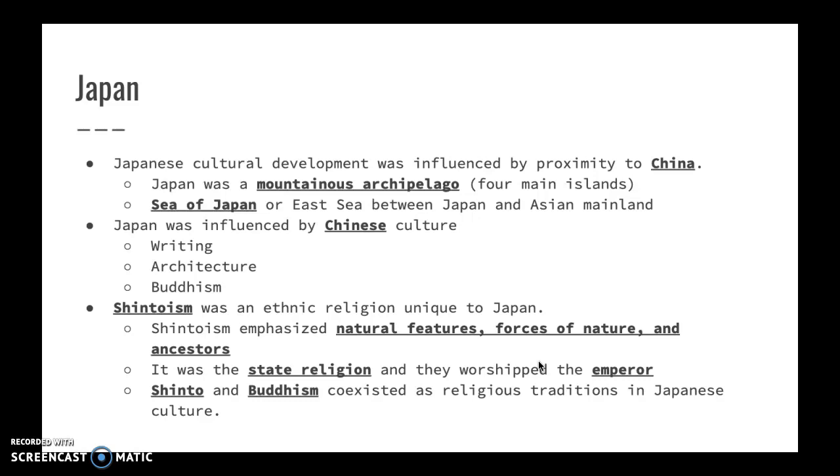They had very similar writing systems with the symbols that they used. The architecture was very similar with the sloping roofs. And they also used Buddhism as their main religion there. Shintoism was an ethnic religion that was unique to Japan, but it mixed with Buddhism very nicely. Shintoism is a little bit similar to Taoism in that it emphasizes natural features, forces of nature, and the worship of ancestors. It is a state religion, and Japanese also worship the emperor.